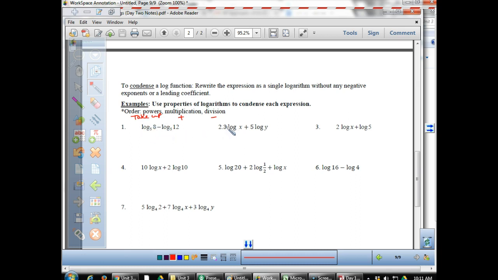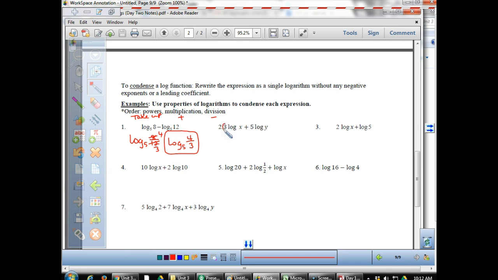So for example, number 2, this 3 will come up here as an exponent. This 5 will come up here as an exponent. We'll get to that one in just a second. So this one only has division. So it's log base 5, and it's going to be 8 divided by 12. This will simplify down to 4/3. So this will be log base 5 of 4/3. And that would be your final answer there.